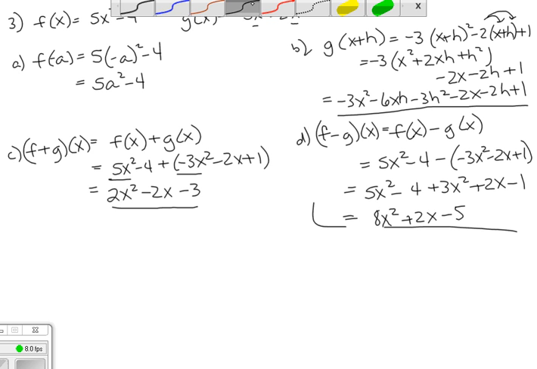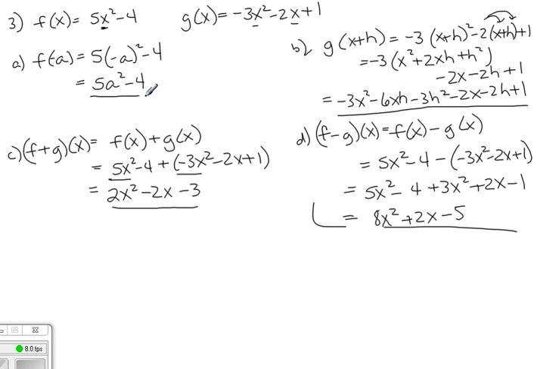Okay, now on number 3, we're going to be doing some algebra with these functions, f of x and g of x. For part A, we're finding f at negative a. So you're going to go through your f of x function, and in place of that x, you're going to substitute a negative a. Now the negative a, I'll square it, which will give me a positive a squared. So your final answer for that one would be 5a squared minus 4.